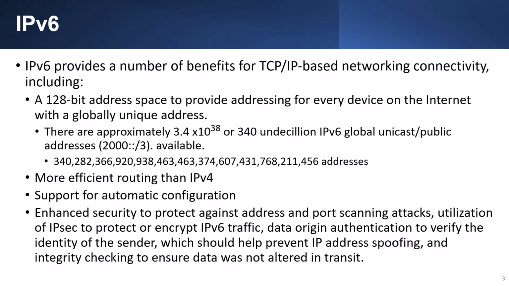IP version 6 provides a number of benefits for TCP/IP-based networking connectivity, including a 128-bit address space to provide addressing for every device on the Internet with a globally unique address. There are approximately 3.4 times 10 to the 38th power, or 340 undecillion, IP version 6 global unicast public addresses available. It has more efficient routing than IP version 4 and support for automatic configuration.